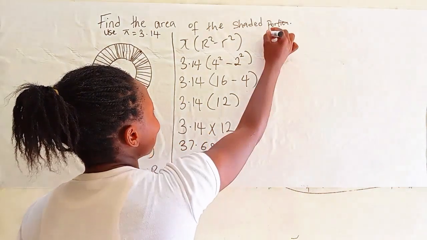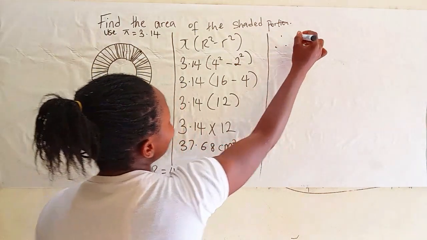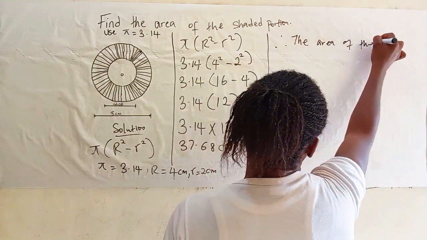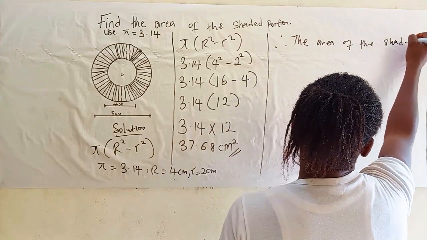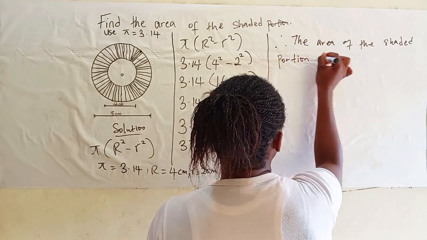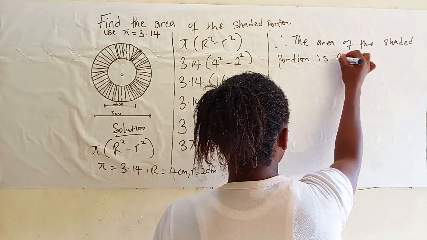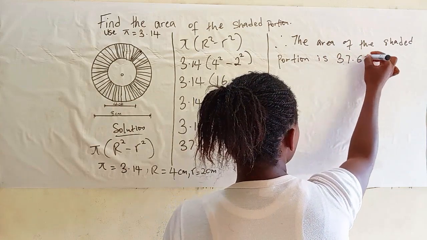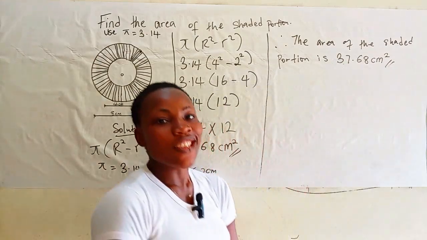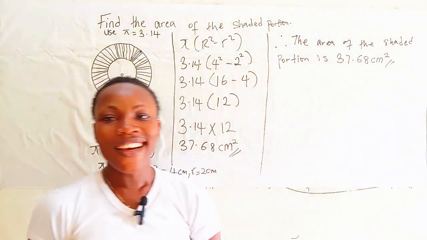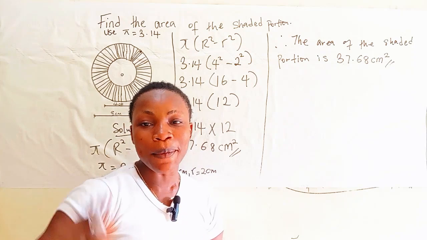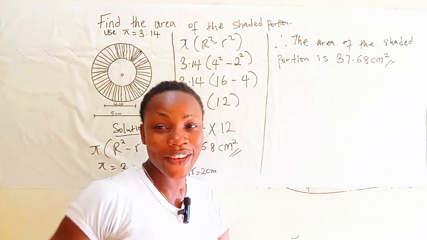So we're going to say, therefore, the area of the shaded portion is 37.68 cm squared. All right, so this is our final answer. The area is 37.68 cm squared. Remember your squared, all right?